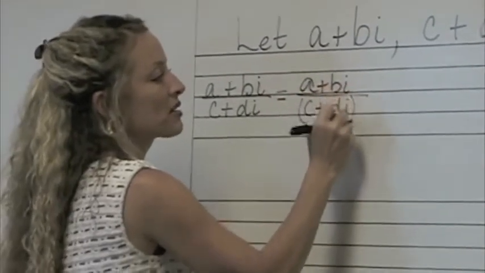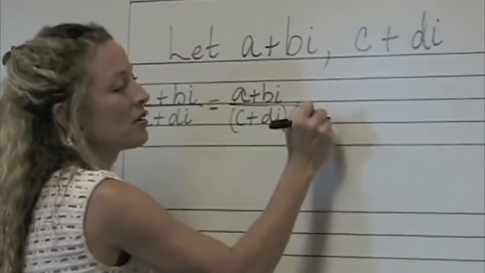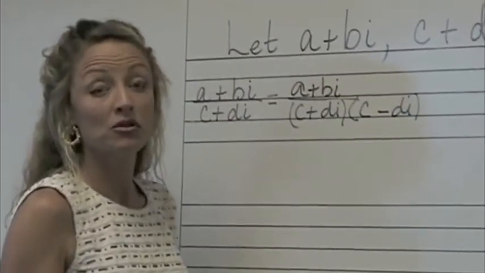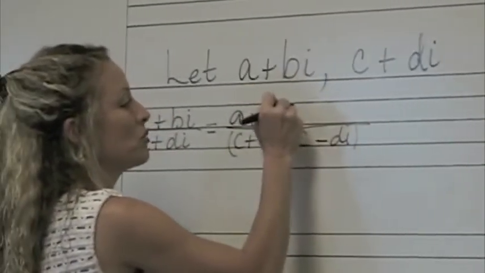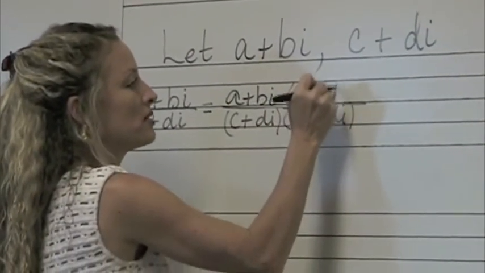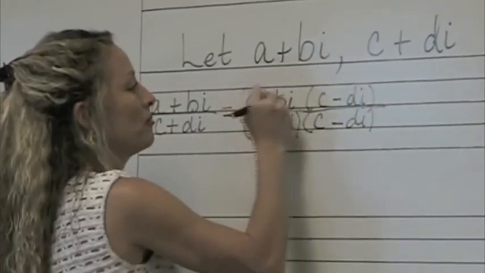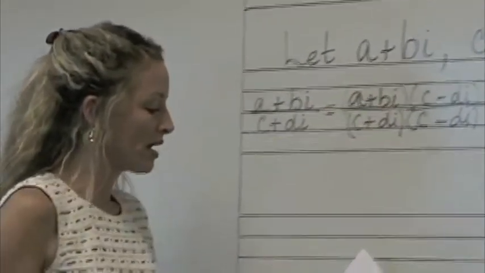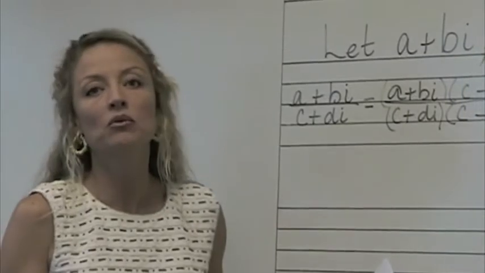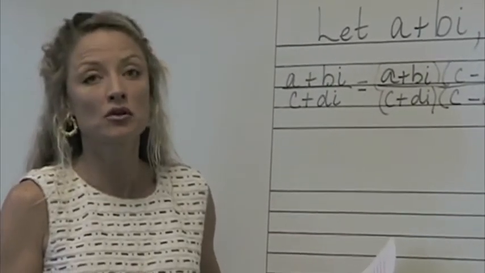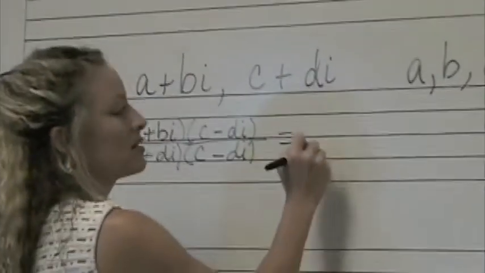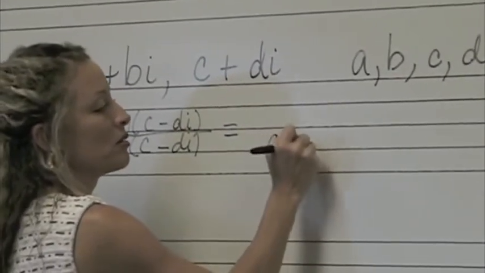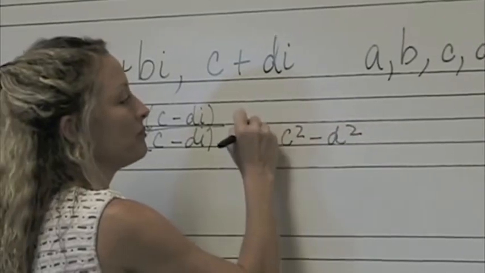To multiply by its conjugate would be c minus di, and we have to do the same thing to the top that we do to the bottom so that it is considered 1 and doesn't change the problem in any way. Now when we do that, multiplying by the conjugate, we get a difference of 2 squares on the bottom. That comes out to be c squared minus d squared.